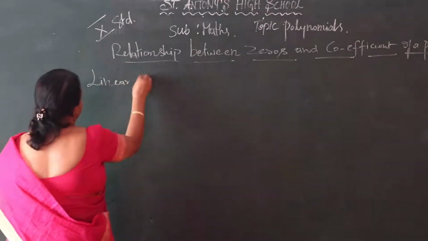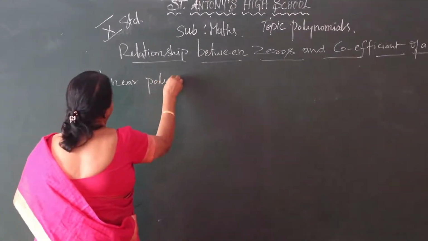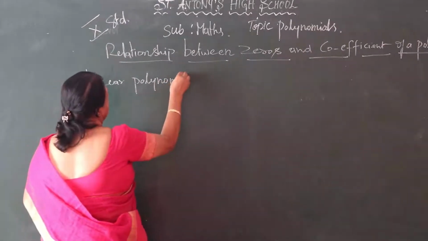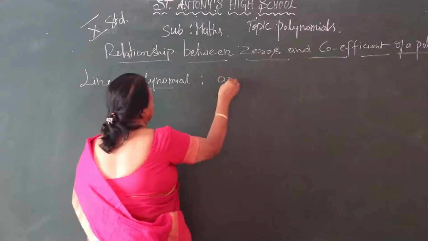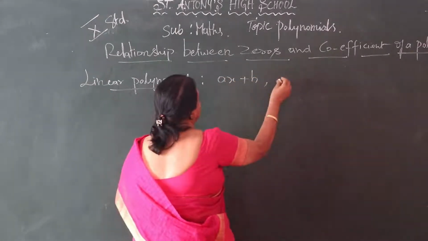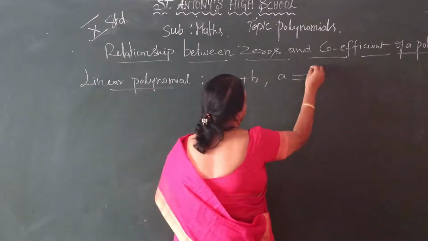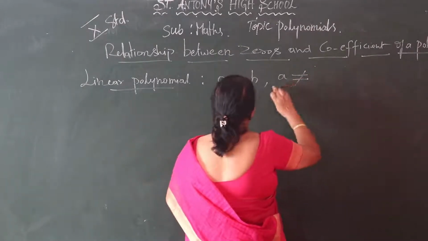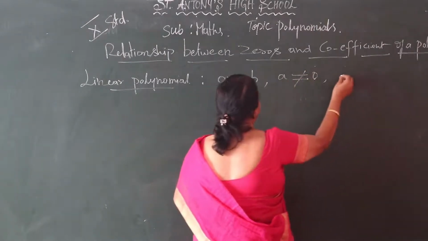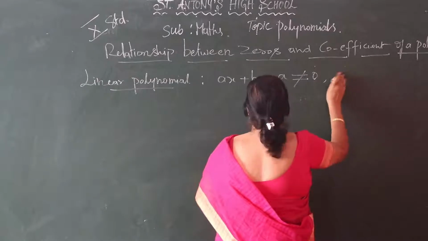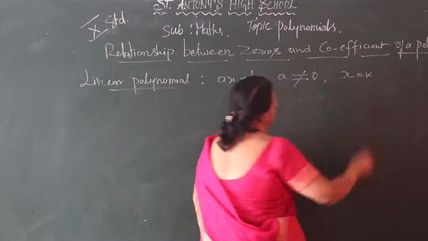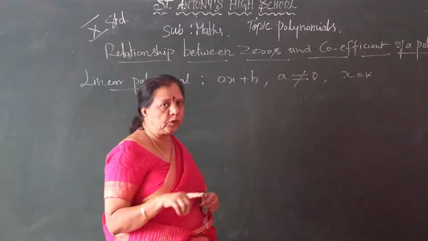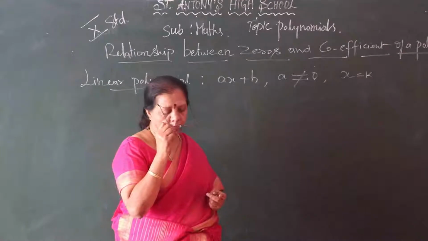Linear polynomial. You know the interpretation already. That is ax plus b, where a is not equal to 0, and usually for the zero the x is substituted as k. So x is substituted as k. This is the condition we are following.